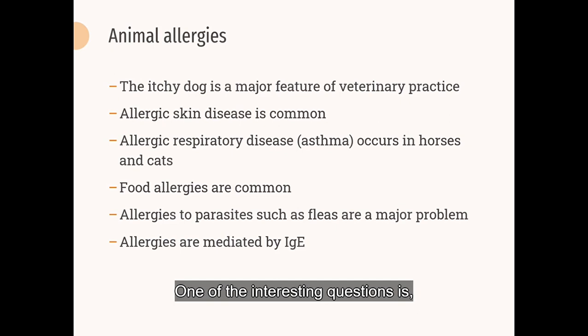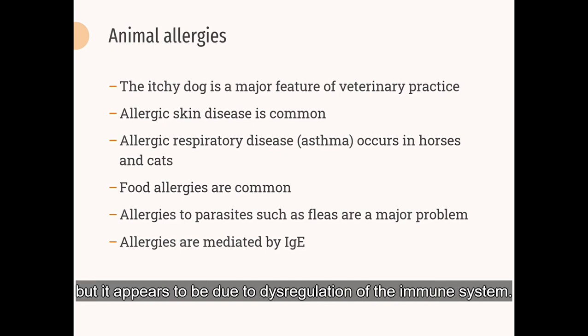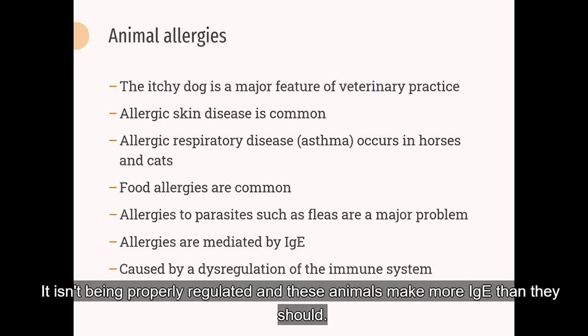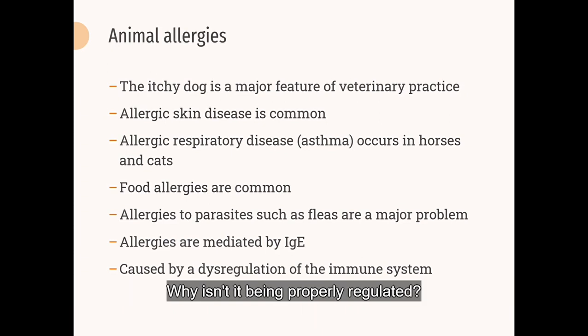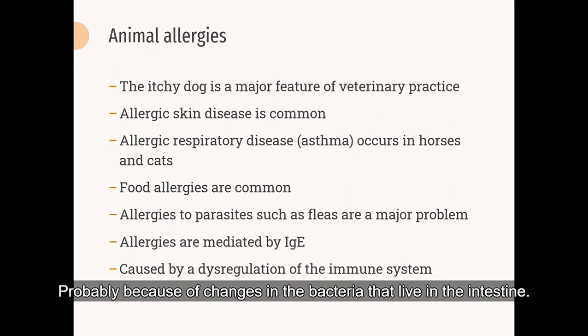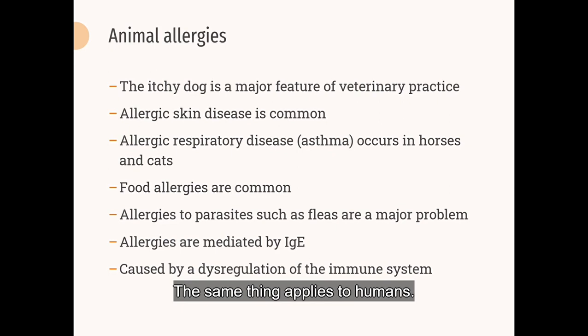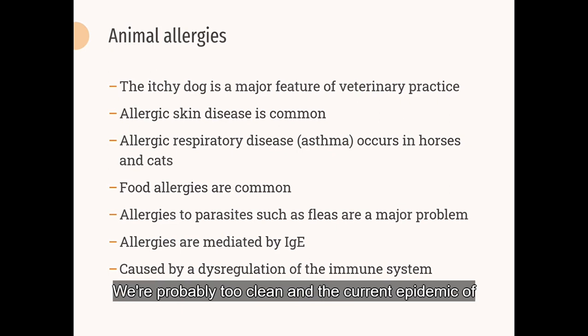One of the interesting questions is, well, why does this happen? What's the problem here? Well, we don't have time to go into it here, but it appears to be due to dysregulation of the immune system. It isn't being properly regulated, and these animals make more IgE than they should. And why isn't it being properly regulated? Probably because of changes in the bacteria that live in the intestine. The same thing applies to humans. We're probably too clean. And the current epidemic of allergies is in fact caused by overcleanliness.